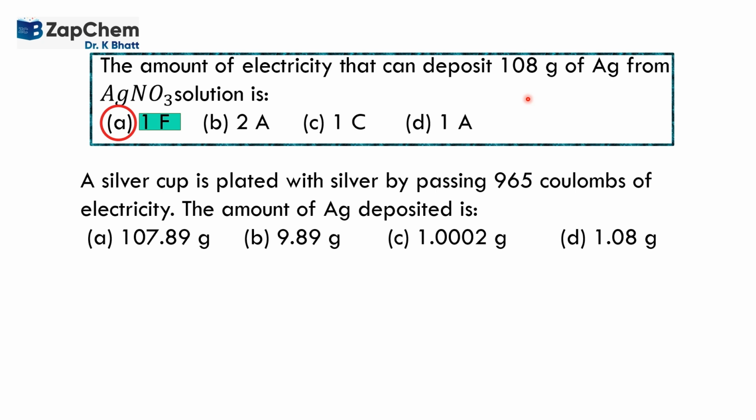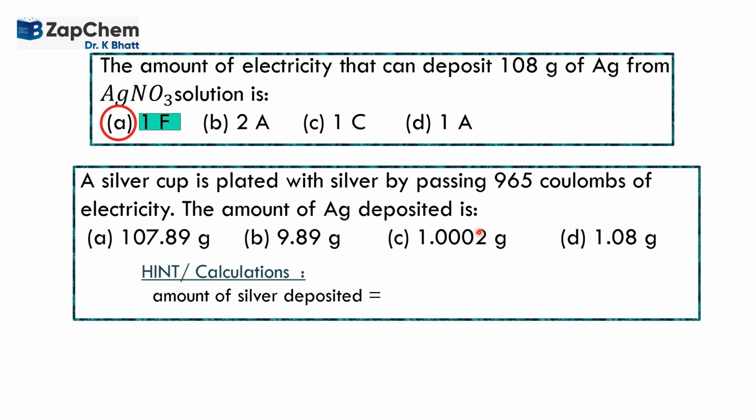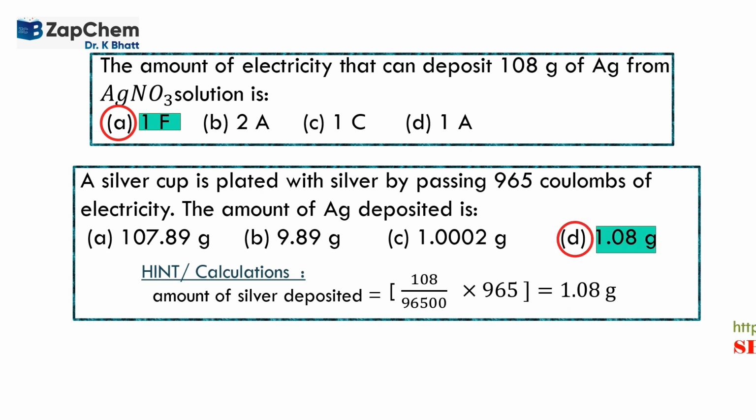Next question: a silver cup is plated with silver by passing 965 coulombs of electricity. The amount of silver deposited is, now here are the calculations. It needs certain calculations: 96,500 coulombs are required for 108 grams of silver deposition. Therefore, 965 coulombs will deposit 1.08 grams. So it has been a very simple calculation, and that's the right answer.